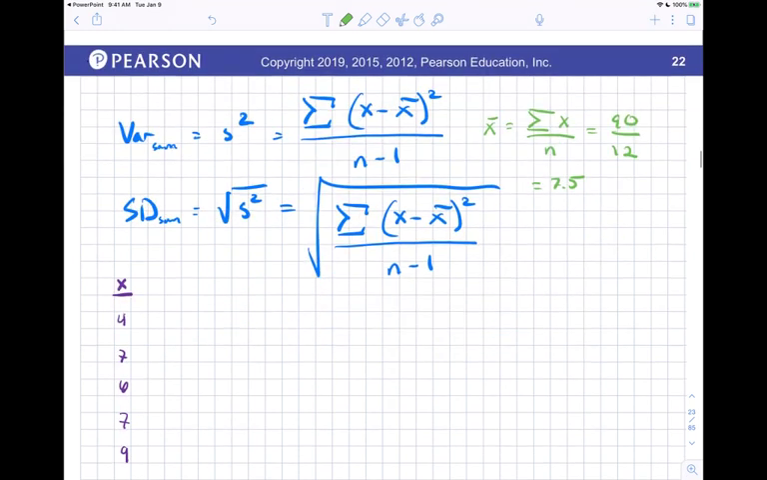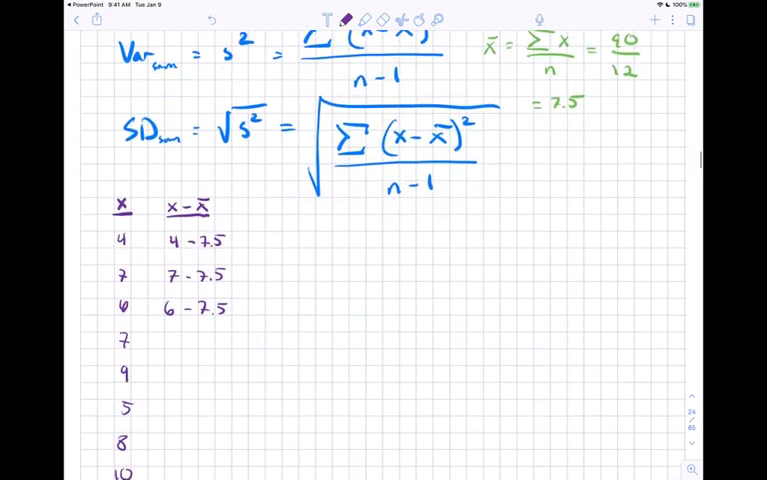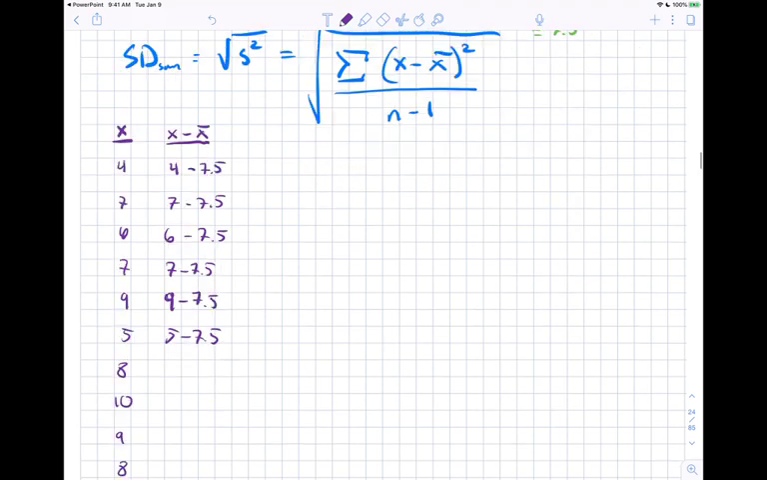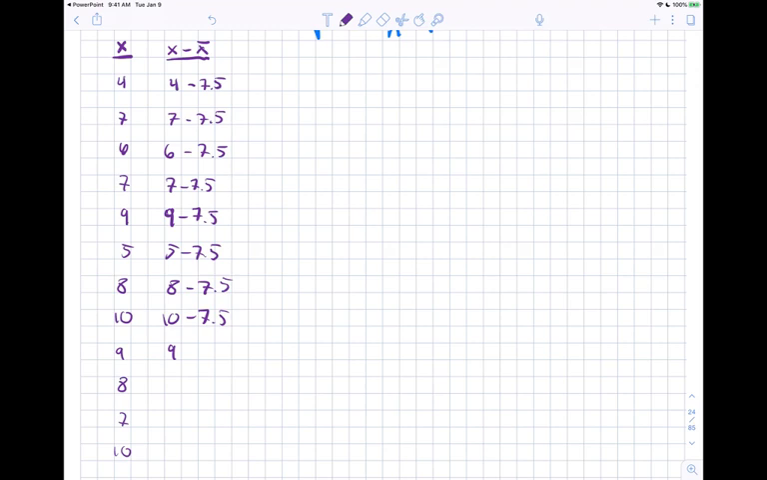Okay, so the next thing we want to do is x minus x bar for each entry, right? So we're going to say 4 minus 7.5, 7 minus 7.5, 6 minus 7.5, 7 minus 7.5, 9 minus 7.5, 5 minus 7.5, 8 minus 7.5, 10 minus 7.5, 9 minus 7.5, 8 minus 7.5, 7 minus 7.5, and 10 minus 7.5.